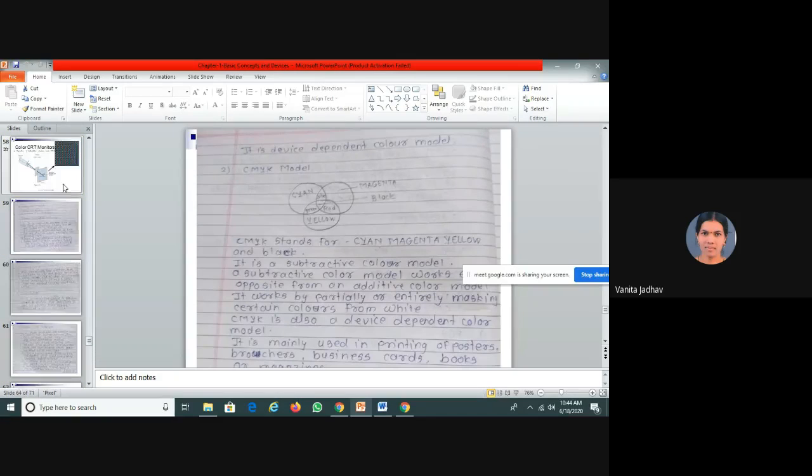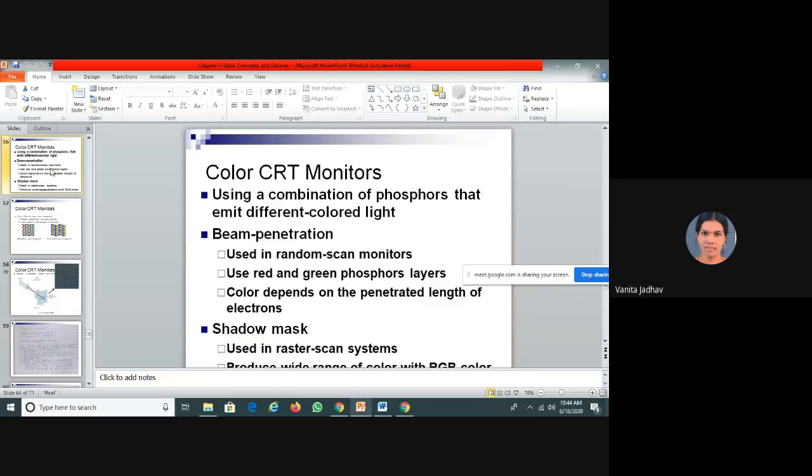We have started color CRT monitors. Under color CRT monitors, we discussed the basic concept of color CRT. So what is color CRT? It is CRT itself, only it takes the help of colors. Up till now, whatever we discussed was with respect to black and white CRT, but now we are discussing color CRT. So it takes the help of color, and that's why it is called a color CRT monitor.